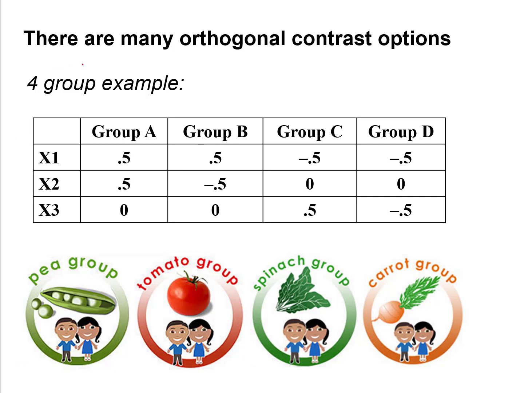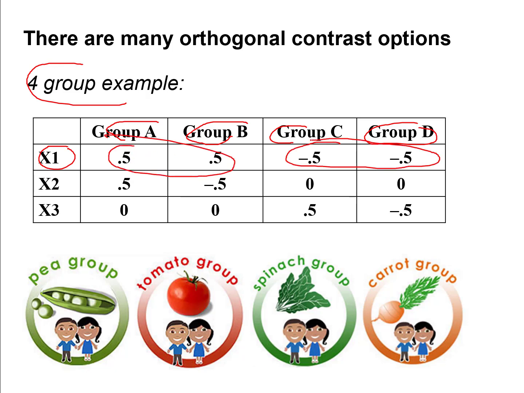For example, here if I have 4 groups, maybe group A is the pea group, group B is the tomato group, C is the spinach group, and D is the carrot group. I'm not sure, maybe these are groups that were fed different types of vegetables and they were measuring some kind of outcome variable. So here I have x1, a contrast that goes 0.5, 0.5, negative 0.5, negative 0.5. So we're comparing groups A and B with groups C and D for that contrast.